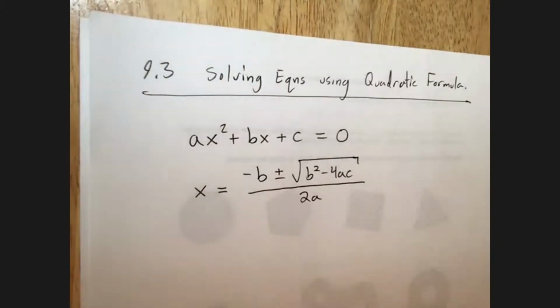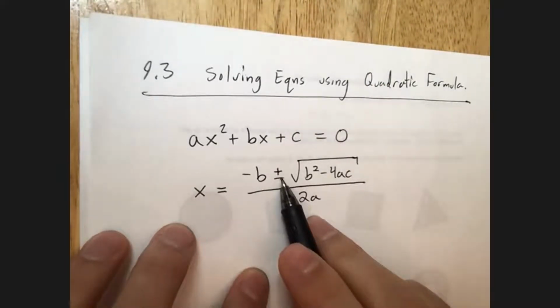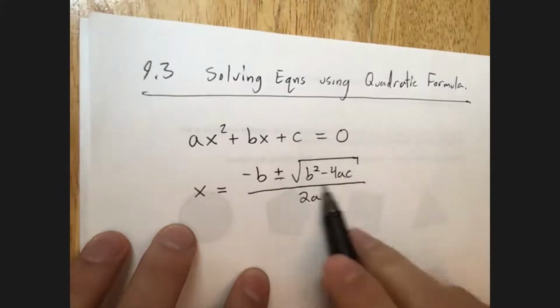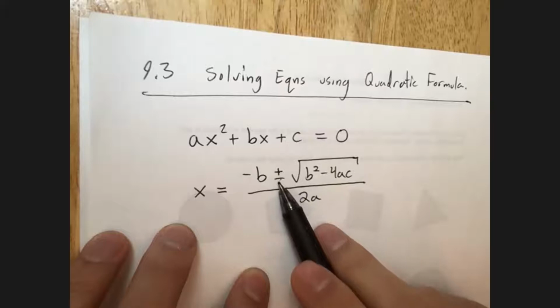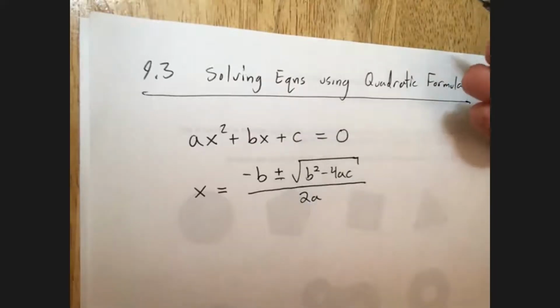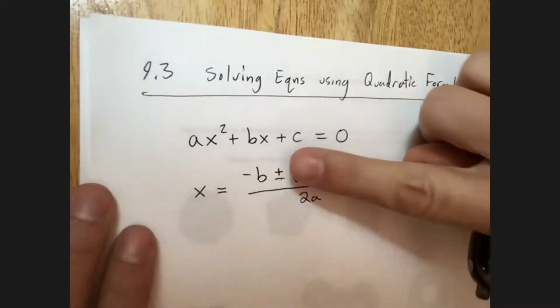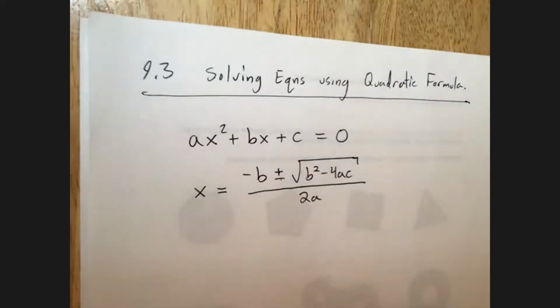I say solutions because there's a plus or minus here. So there's actually a possibility of two solutions. If this stuff is not 0, then you're going to be adding or subtracting this number. When you add it, you get one solution. When you subtract it, you get another solution. Of course, if this is 0, you're adding or subtracting nothing, so you actually only have one solution. So there's a possibility of one or two solutions when you use the quadratic formula.